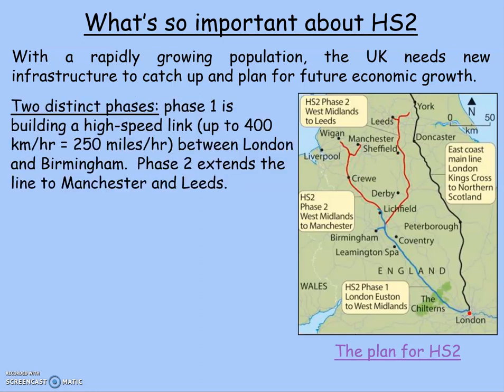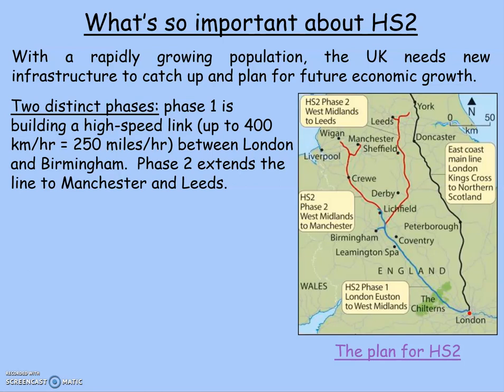Looking at HS2, there are two distinctive phases. Hopefully you're familiar with that. Phase one, the blue line here, goes from London up to Birmingham, a little bit further to Lichfield. Then phase two goes up to Manchester, towards Wigan, and then up to Leeds as well. Obviously, there's a phase three as well, taking it further up to Scotland, but very little time is spent on that at the moment.